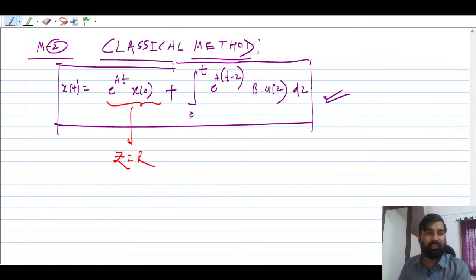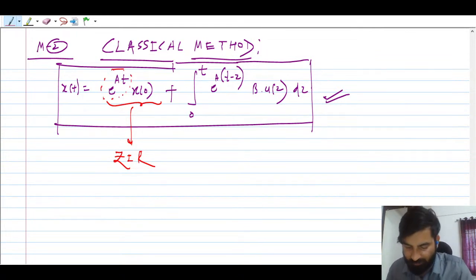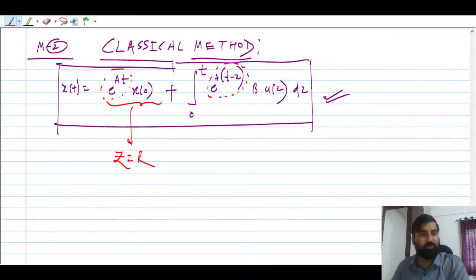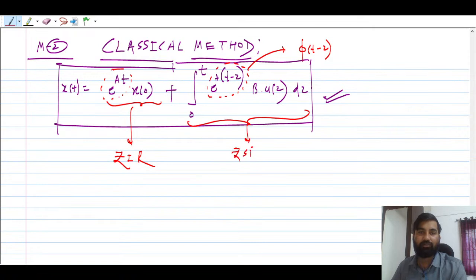This e raised to power At plays an important role, guys. We'll see what this e raised to power At is. It is your e raised to power At only, but shifted by minus tau. So this is nothing but some new function phi of t minus tau. And B is the B matrix, and this entire term is ZSR in time domain.